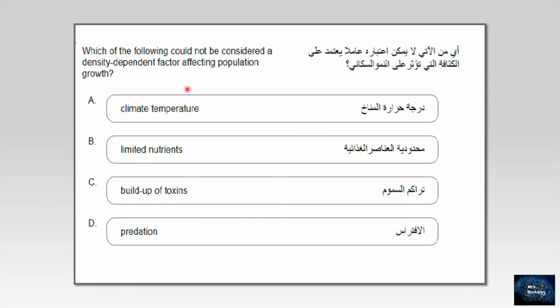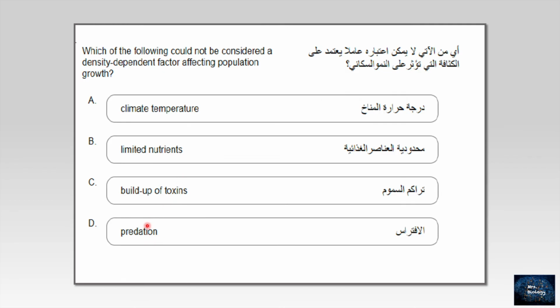This is the last question. Which of the following could not be considered a density-dependent factor affecting population? It's about ecology. Let's see. Climate temperature. What's the relation between this factor and the size of population? Too much or very little? Climate is a climate. But let's move to the rest. Limited nutrients? Sure, that will affect the population size. Build up of toxins? Again, maybe from water, maybe from food, and again, that depends on the population size.